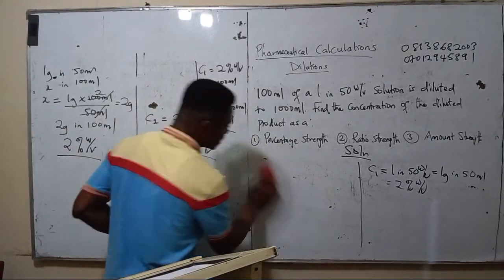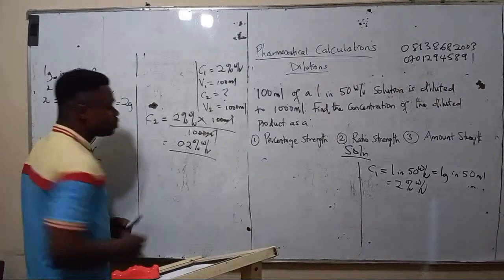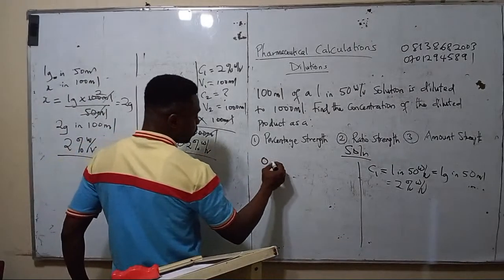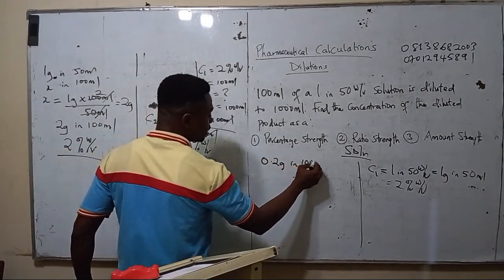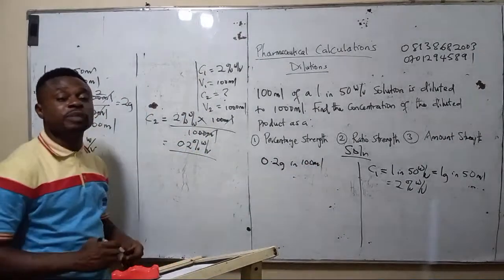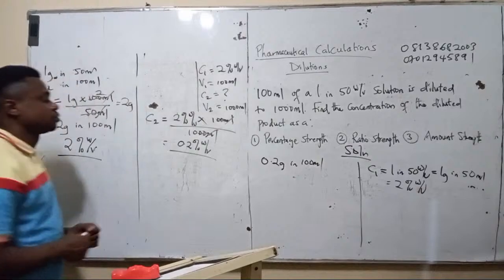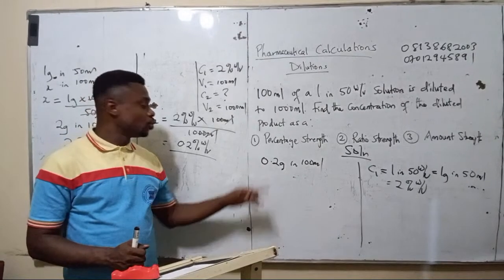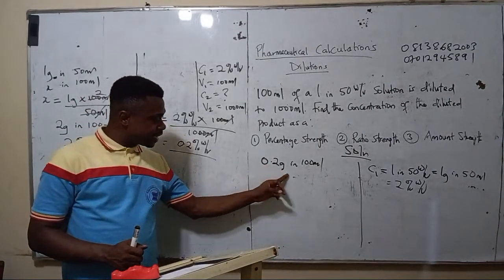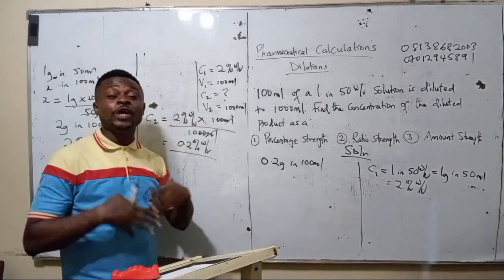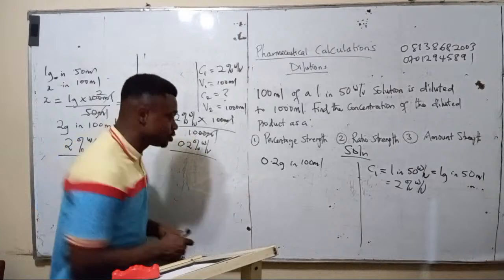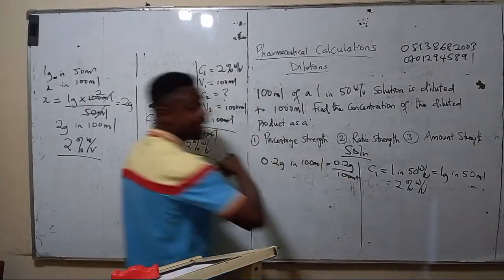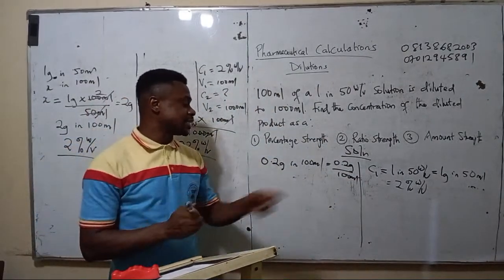To find the ratio strength, remember that 0.2% weight in volume is the same as saying 0.2 gram in 100 ml solution. For us to move this to ratio strength, we need to make sure that the first term becomes 1. That means we'll find an equivalent fraction, such that the numerator is 1.